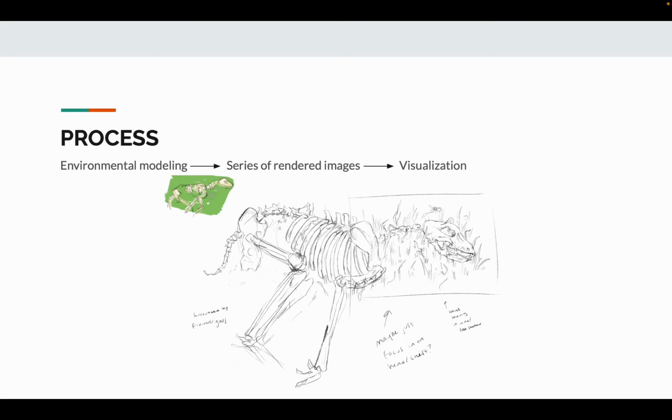So, my process: I decided that I wanted to focus on environmental modeling and building. I was interested in maybe doing a little bit of animation, but I ended up deciding on a series of rendered images as my final. I definitely wanted to focus on visualization and more of an illustrative route through my modeling. And so I went ahead and sketched out a rough idea of what I wanted my model to be.